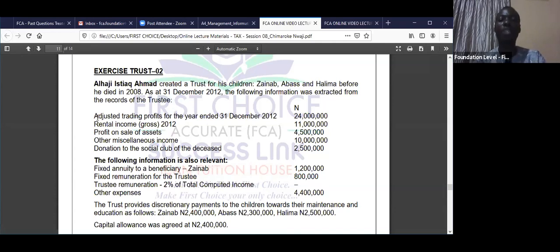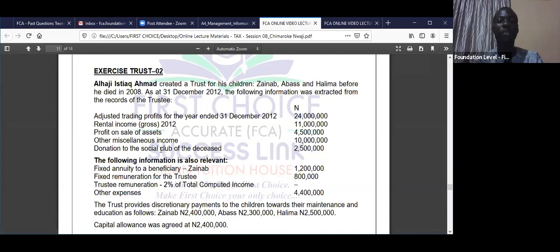Now, adjusted trading profit for the year. So this adjusted profit, they don't want you to stress yourself to do all of that. They give you adjusted profit. Now look at the gross income. For you to know that this is 2012, it means it is 2013 tax year. So look at small things you've just been noting with pencil in your question paper, or in a blank space in your answer sheet. Look at your gross income, this figure. Look at your profit on the sale of assets. So they sell some of the assets, they get this. Other miscellaneous income, those could be anything, we don't know.